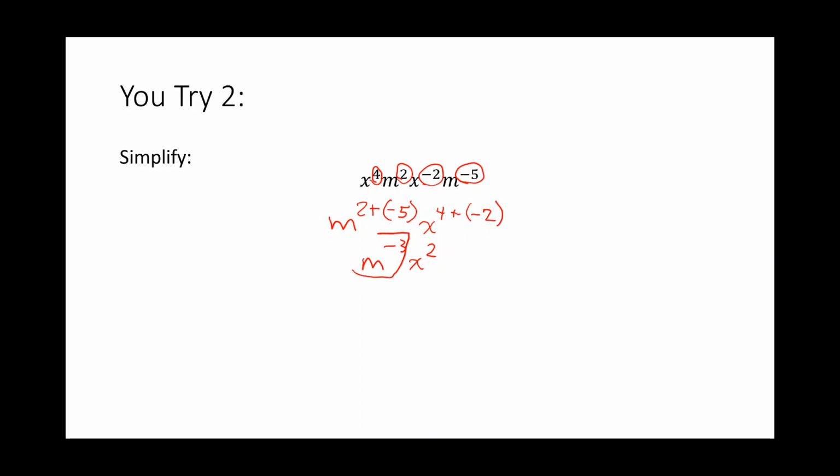Now I need to grab whatever has a negative exponent and send it to the basement. So my answer will have x squared over m to the 3rd power. Notice I only bring the m because that's the one with a negative exponent. The x squared is not affected by that negative exponent. So watch out for that. And that's the end. I'll see you in the next video.